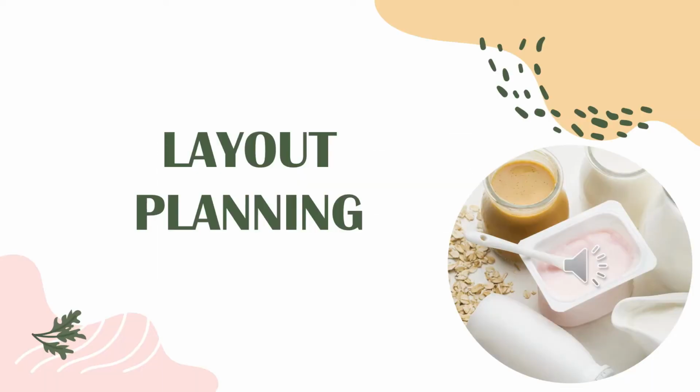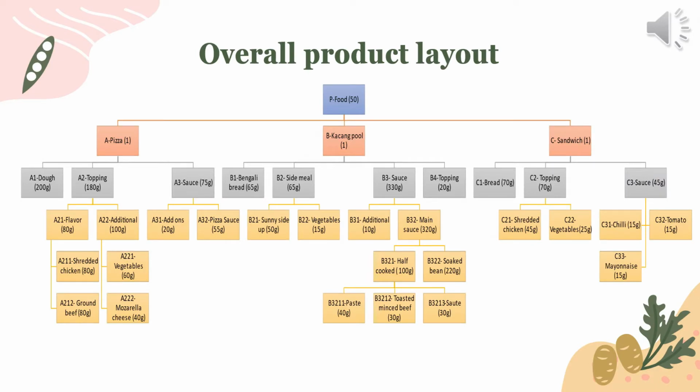Okay, we will proceed with the layout planning. We construct the overall product layout, which has been shown in the chart, where we combine the three structure charts of these products: pizza, kacang, and sandwich. And we will also state the quantity that is needed for each of the components involved.